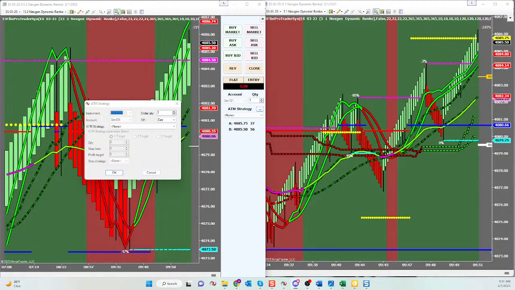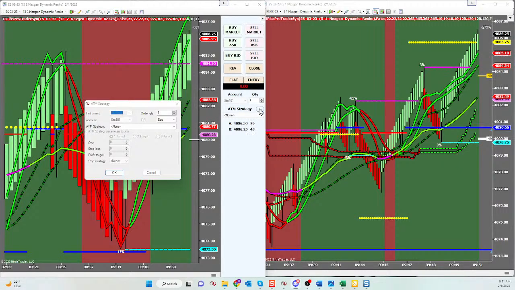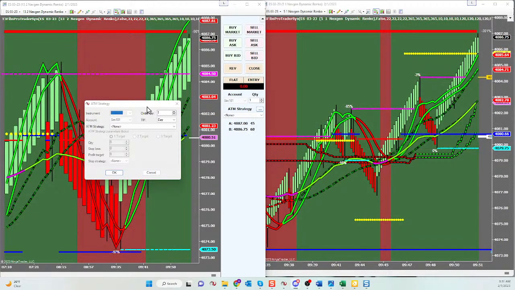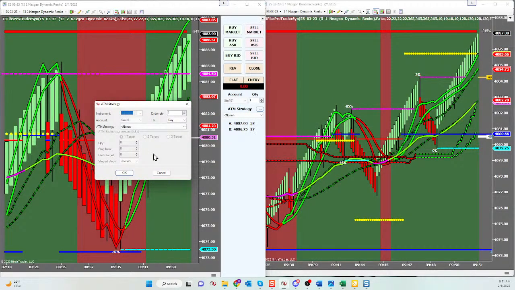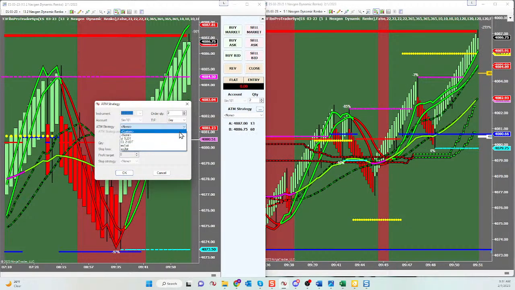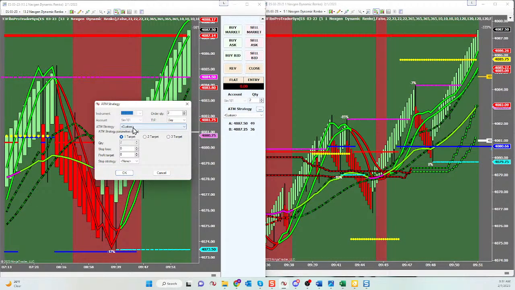So, Rob A., there's your software user guide that talks about it, but let's do this. We're going to click 3 little buttons. It's going to open up your ATM strategy. So we're just going to kind of put it together. You want to do 2 lots, right? So our order quantity is going to be 2. And then we're going to custom build. So we're going to have 2 targets on a 2 lot.